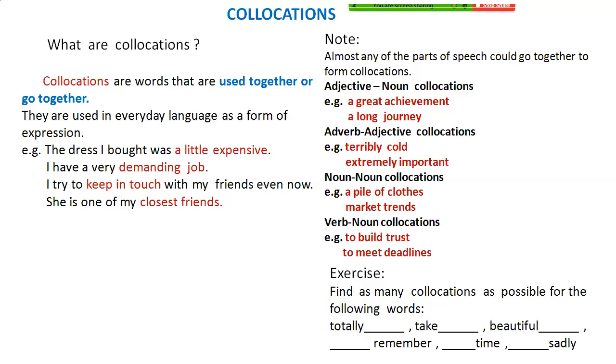For example, the dress I bought was a little expensive. A little expensive is a collocation. It's a form of expression, which means it was quite expensive.